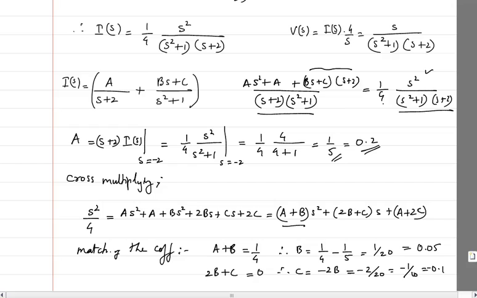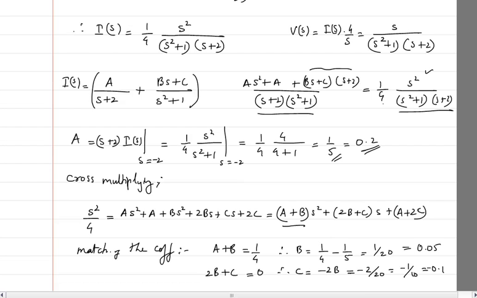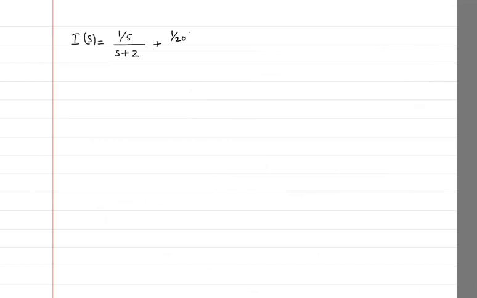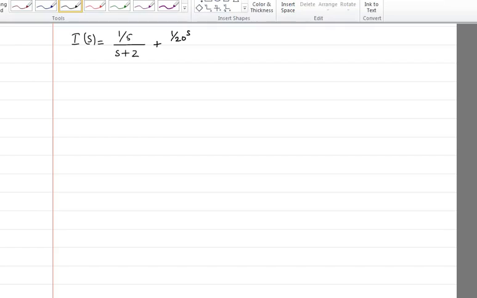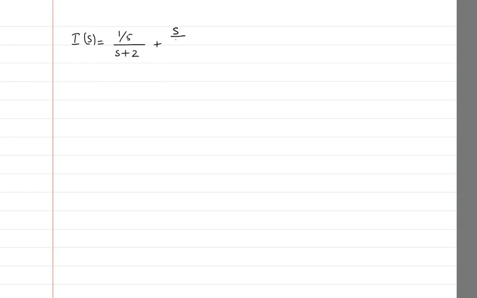So what is my answer? I of s is going to be a, which was 1 by 5, divided by s plus 2, plus b and c. B is 1 by 20, so it is s by 20, not to be confused with s in the denominator, plus c, which is minus 1 by 10, divided by s square plus 1, correct?